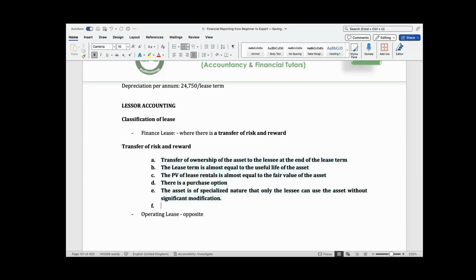And for my FR students, I don't want you to joke with things like this because they usually give it out for 5 marks. Those are the areas where you can get cheap marks. Just know these 5. They will ask you, what are the indicators of a finance lease? Just tell them those 5 and move forward.